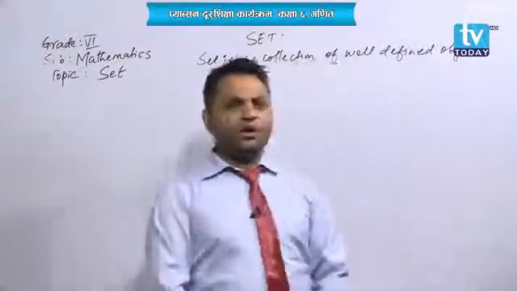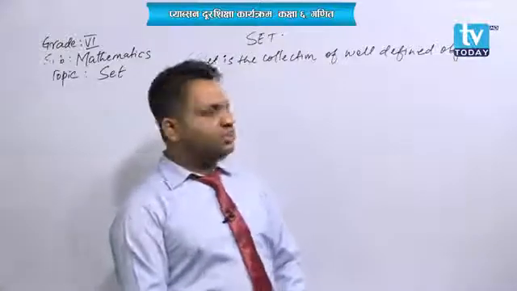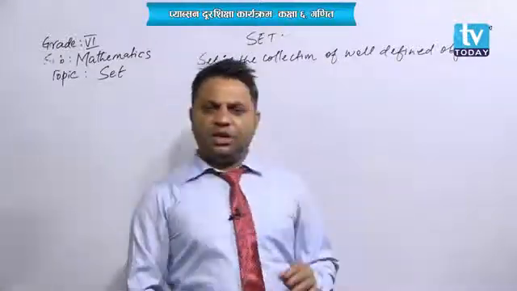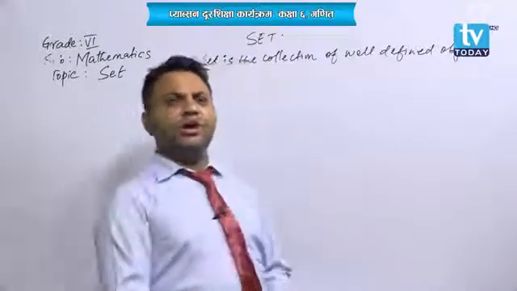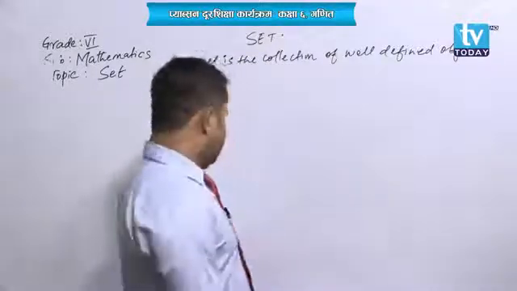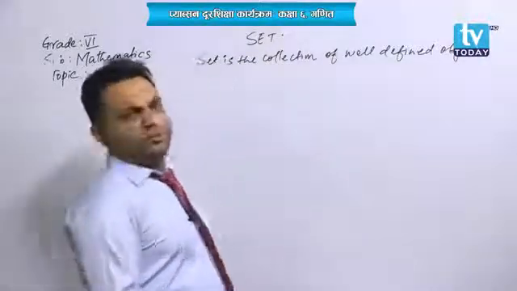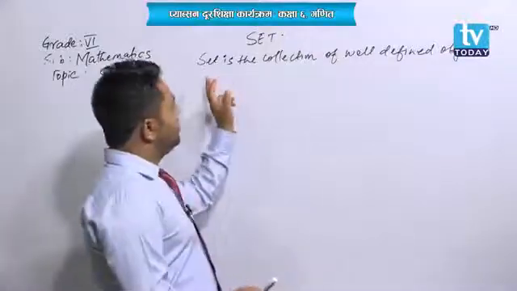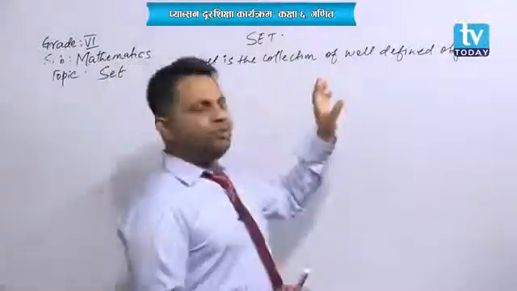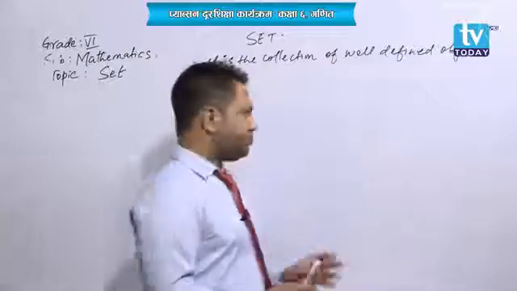Now today we are going to learn the first chapter, that is set. Now set is the collection of well-defined objects. Let me explain what is a well-defined object. Definition already I have written here. Set means it is a collection of well-defined objects.